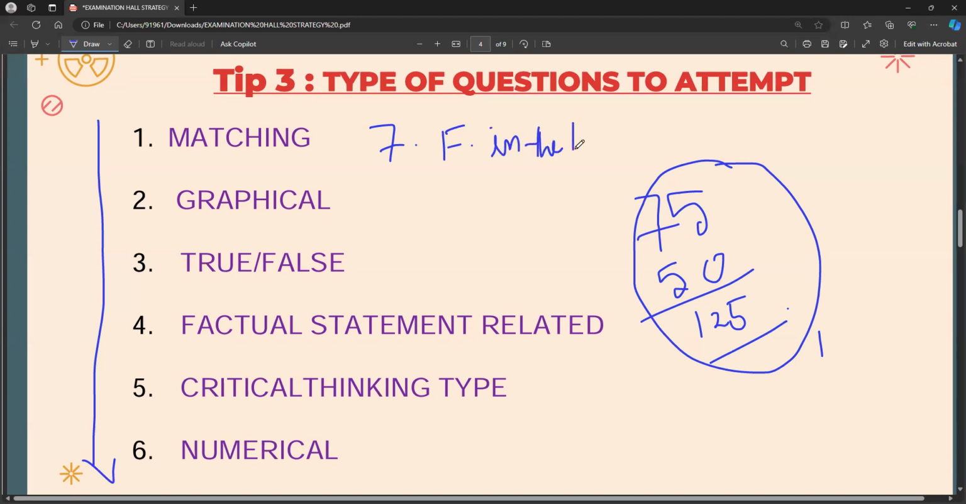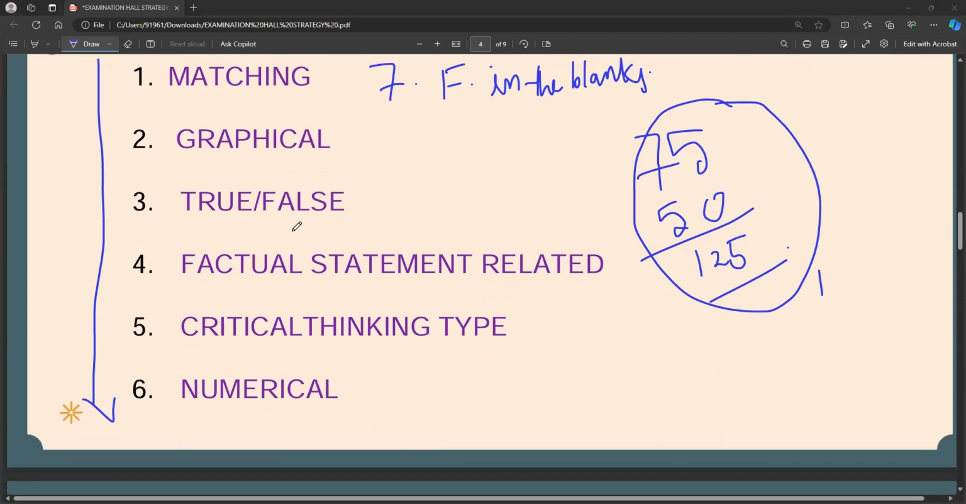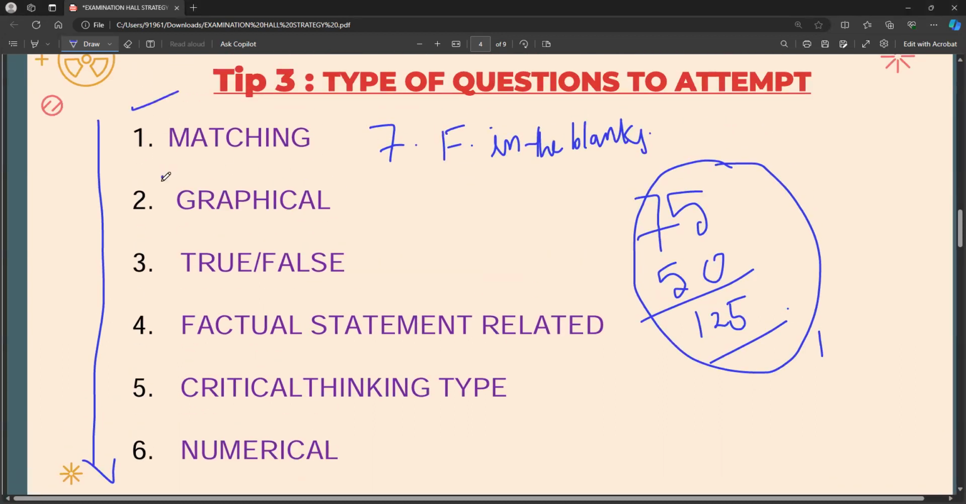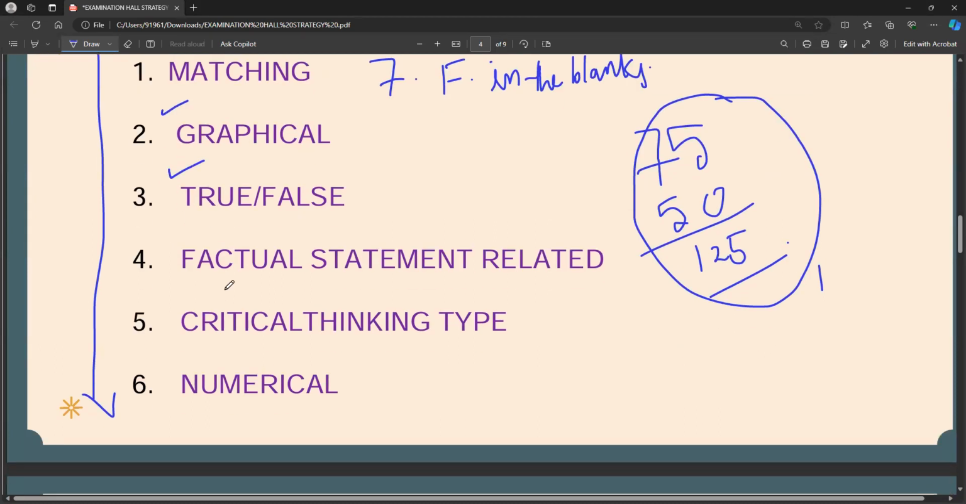Even in the fill-in-the-blank questions, out of 75, hardly a minimum of one or a maximum of 2 questions come in this way. So there are 7 ways of asking the question: matching, graphical, true or false statement, factual statement. What is the difference between the factual statement and the critical thinking question?